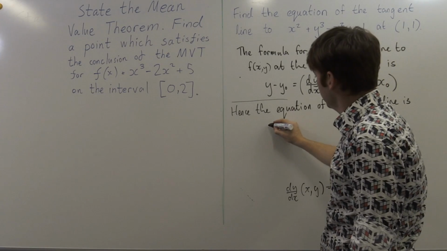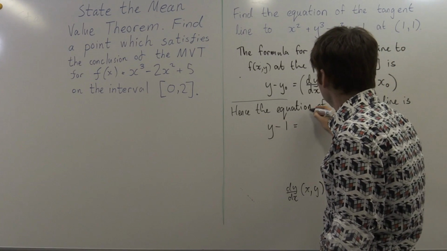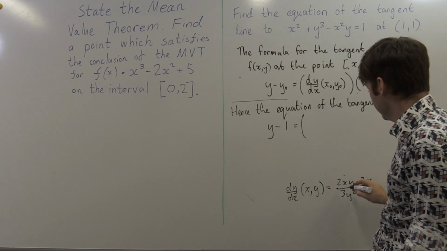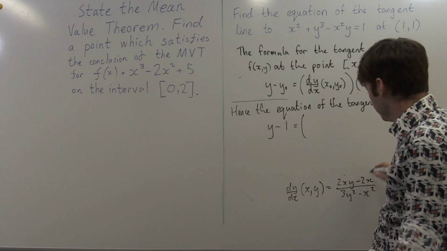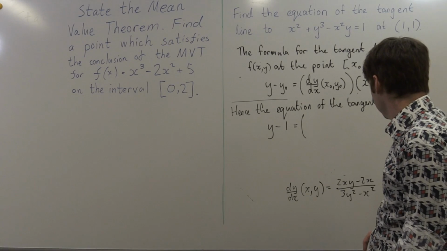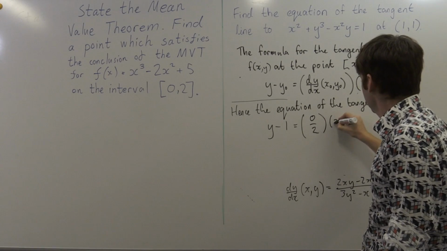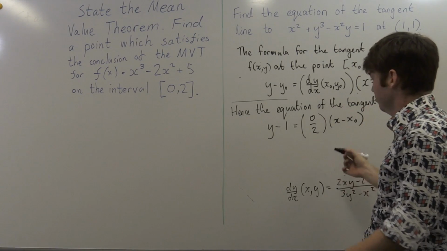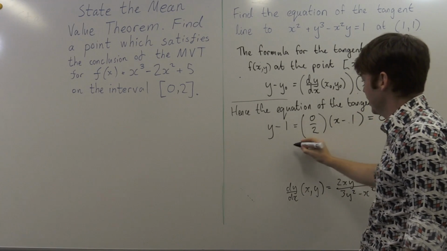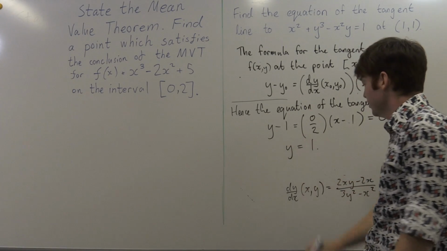Hence the equation of the tangent line is y minus y0, which is 1, equal to this derivative evaluated at the point 1, 1. So I plug 1, 1 in here, so that's 2 minus 2, which is 0, and the denominator is 3 minus 1, which is 2, so 0 over 2 times x minus x0. That's nice. That whole thing goes away. Well, that's a 1. And it all goes away, and the equation of the tangent is just y is equal to 1.